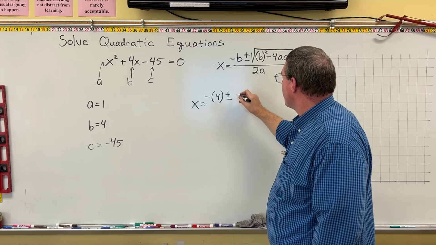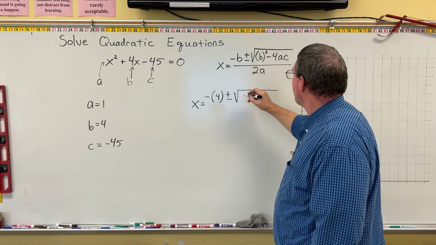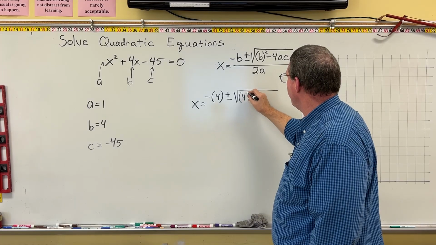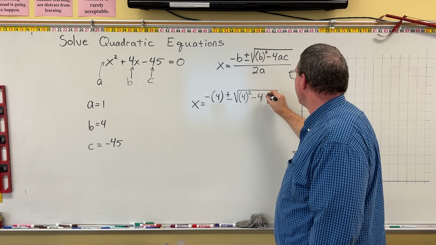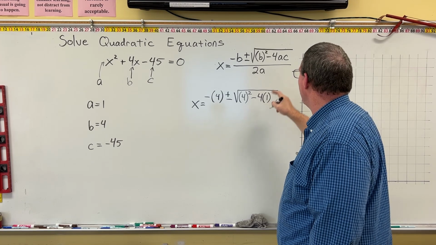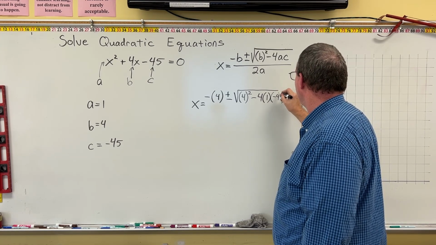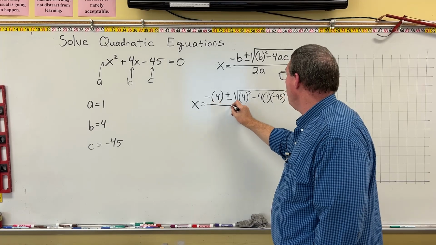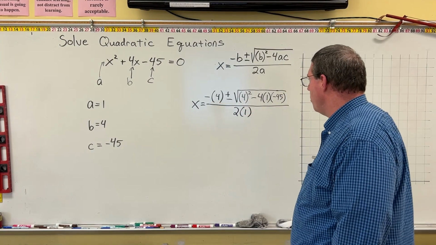All right? And so I'm going to put plus or minus, and then the square root, and I have B squared. So B is 4, so I'm going to put 4 in the parentheses, and then square it, minus 4 times A. In this case, A is 1. And in this case, C is negative 45. Good. And then the whole thing is over 2 times A. In this case, A, again, is 1.